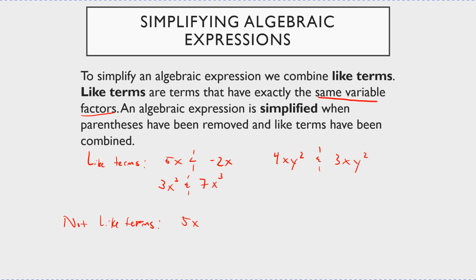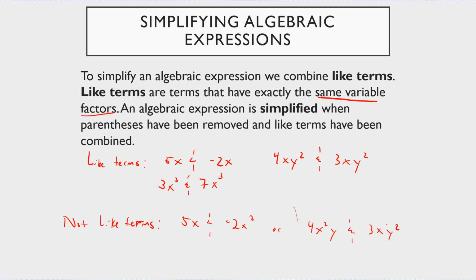The next things are not like terms. If you have 5x and negative 2x squared, notice how here I have an x and an x squared. They're not like terms because the exponents are not the same. They don't have the same variable factors. Or even something like this: 4x squared y and 3xy squared. These are not like terms because here I have an x squared and over here I have an x, so different factors, a y and a y squared, different factors. Okay, so they need to have the same variable and the same exponents.